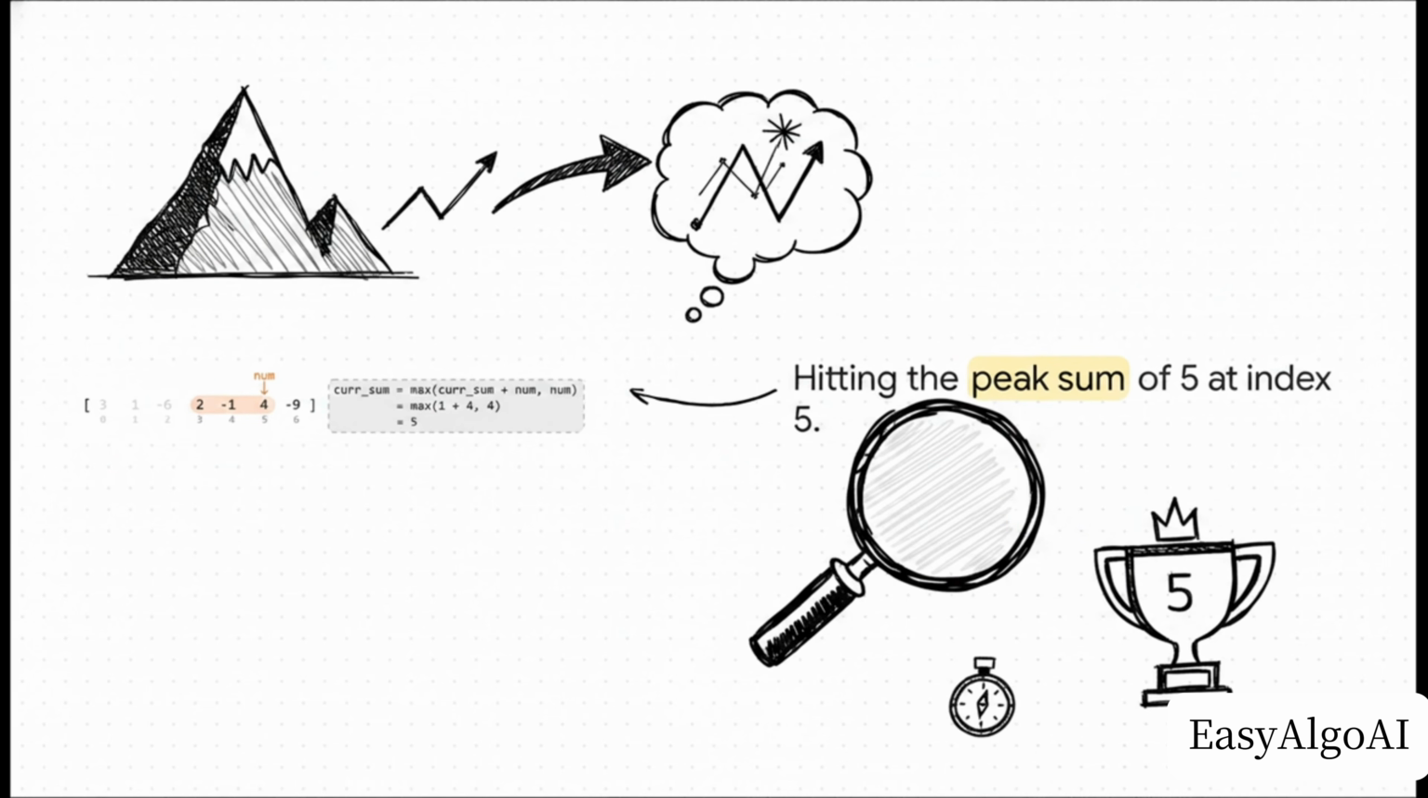As we traverse this array, our cur sum is bouncing up and down. So to solve the actual problem, we absolutely have to maintain a completely separate variable, we'll call it max sum, just to record the highest peak we ever hit along the way. In this specific case, 5 is the absolute highest sum we'll ever encounter, which effectively gives us the final answer.